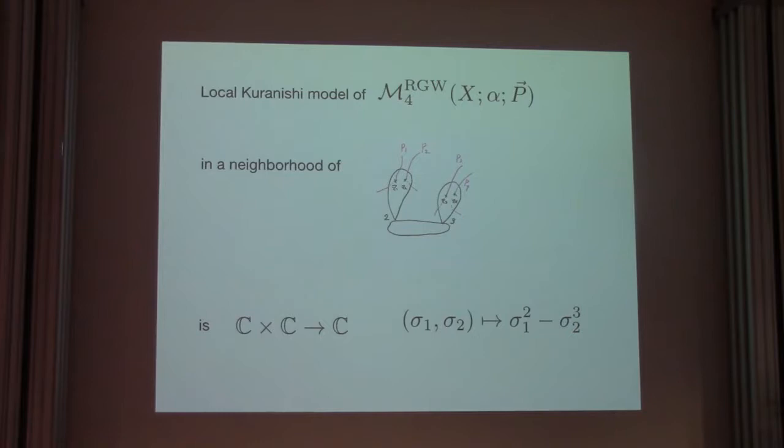So this is something I explained last year in the fall, but since probably not so many people were there, I want to explain this point. This is maybe some new analytic point. It is not very difficult, but something new happens. So you consider this particular configuration, you have this multiplicity 2 and 3, and that says that this one is isolated in this fiber product, and my claim is that the neighborhood of this one has a local Kuranishi model, which is written by this Kuranishi map: (σ1, σ2) goes to σ1² − σ2³.